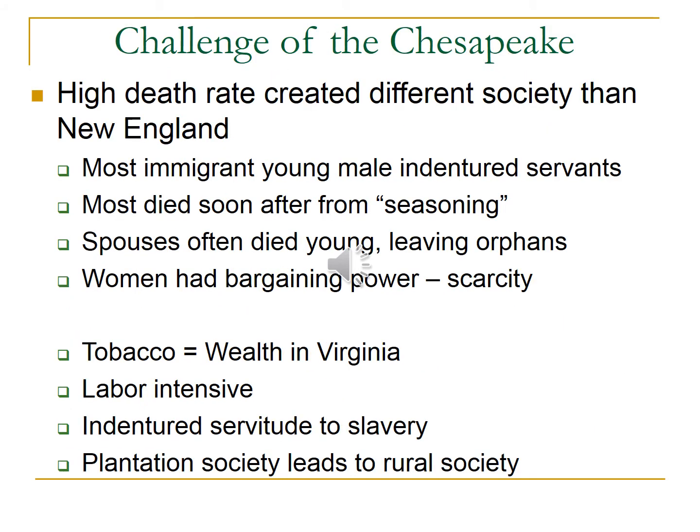Now the Chesapeake area or the southern area was very different. You're talking about the Virginia colony, North Carolina, even parts of Maryland. Almost everything about it was different. There was a high death rate, and it was a difficult place to live, and so over time, the society itself evolved differently. Most of the people that came over early on were male, young, and indentured servants. Okay, and they were single.